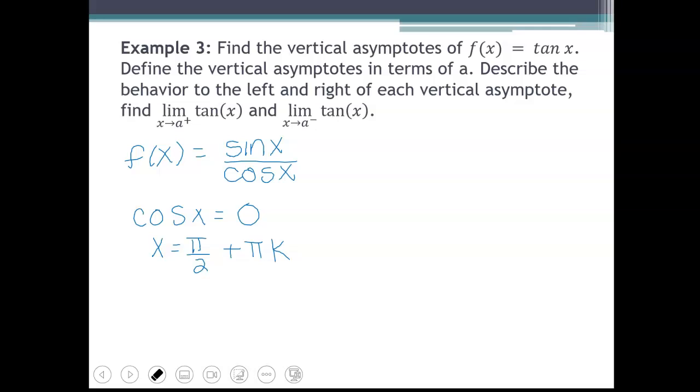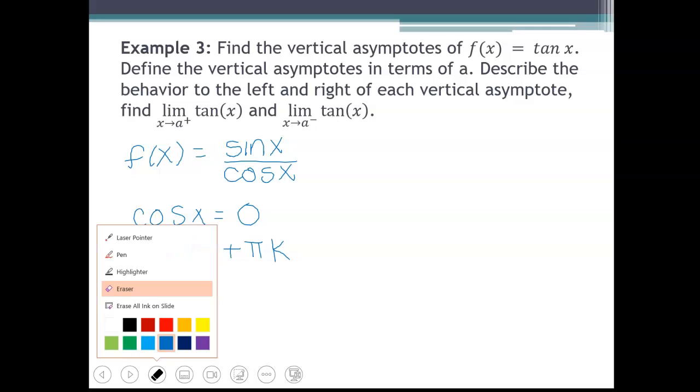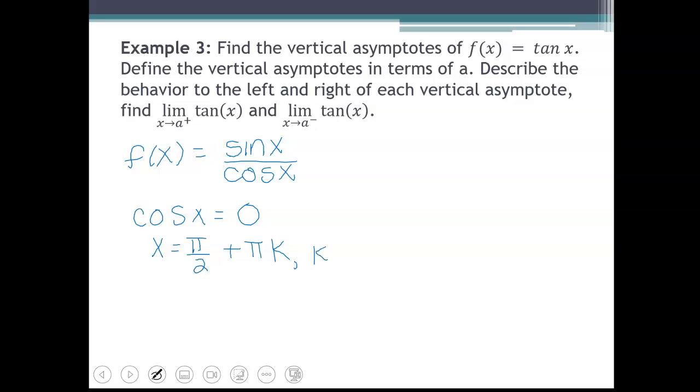And then the last part to that would be that k is an integer, because it cannot be a fraction. It has to be an integer. I understand this one with the vertical and horizontal.